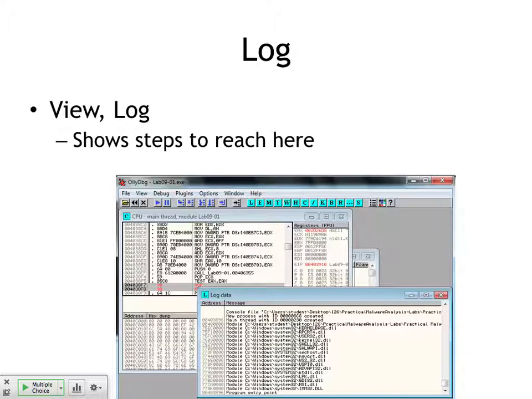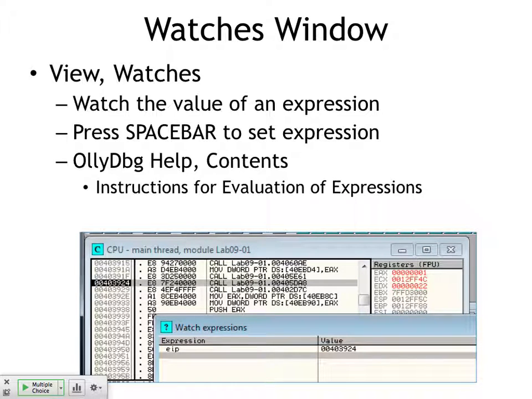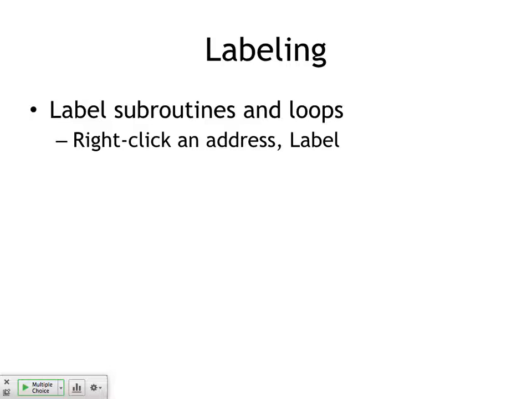Anyway, there are some assistance features. There's logs that will show you all the steps you took to get here. So if you forgot what you did, you can go back here. You can have watches that will watch an expression. So I can be watching, for example, EIP and see all the values it has, or I can have some more complicated expression that I'm watching to see what will happen to it. You can label things just like you do in IDA. You can add your own comment labels to things to guide you through.